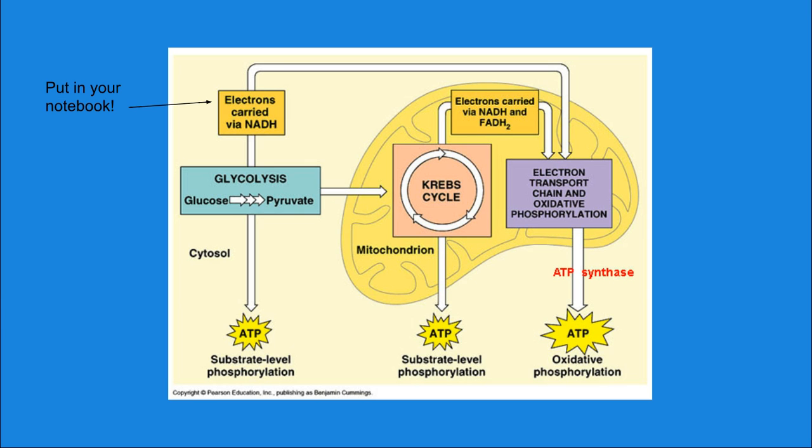So in total, we have made 38 ATPs. Okay, so we make 34 ATPs in the electron transport chains, 2 in the Krebs cycle and 2 in glycolysis.